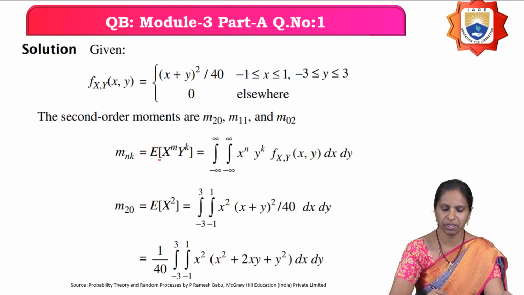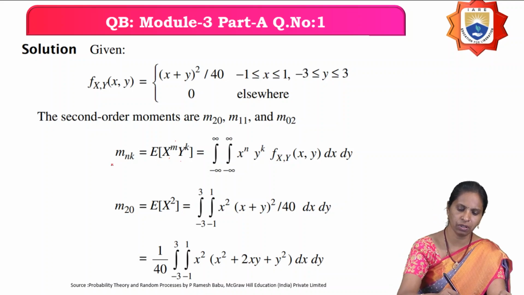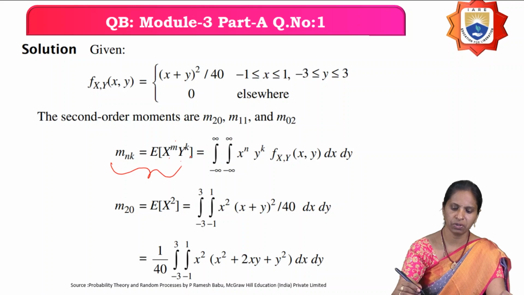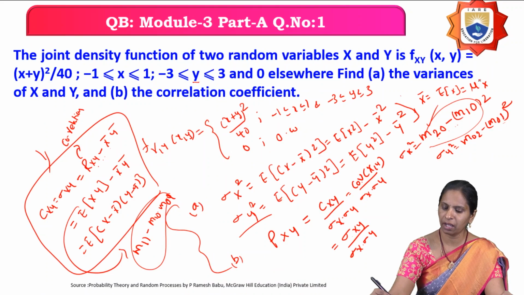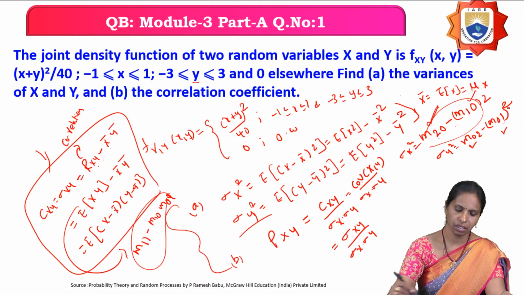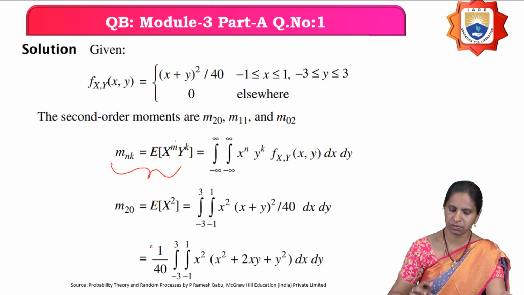Now, what is the joint moments about the origin formula? M n k is nothing but the expectation of x power n into y power k. This is nothing but the joint moments about the origin. Now, in order to calculate the variance, what do you have to calculate? You have to calculate M20, M10, M02, M01 as well as M11. Now, we'll calculate these.